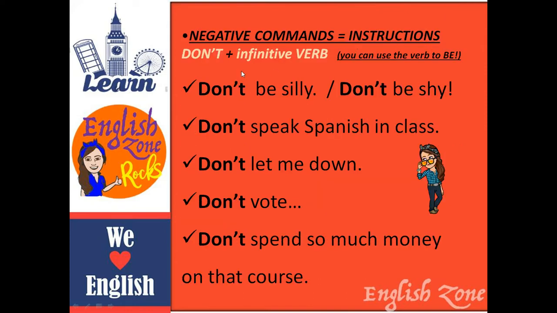Negative commands or instructions: don't plus infinitive verb, and here you can use the verb to be. Look, don't be silly, don't be shy, don't speak Spanish in class, don't let me down. Remember that song? Don't vote. Don't spend so much money on that course. So they all start with don't and the verb in the infinitive next to them.